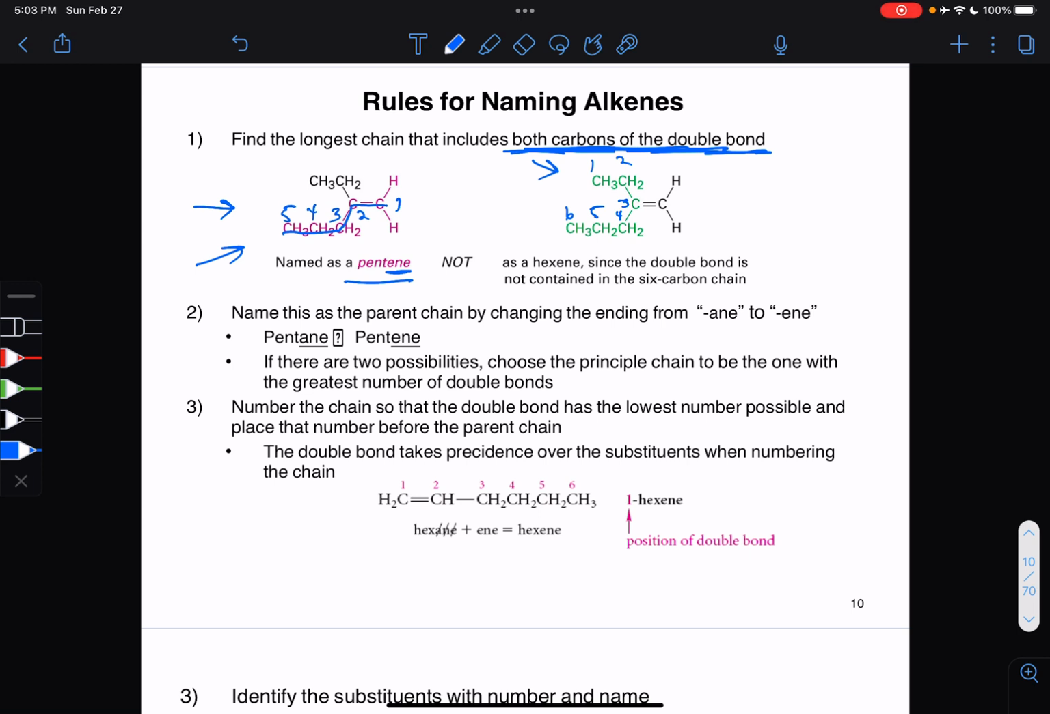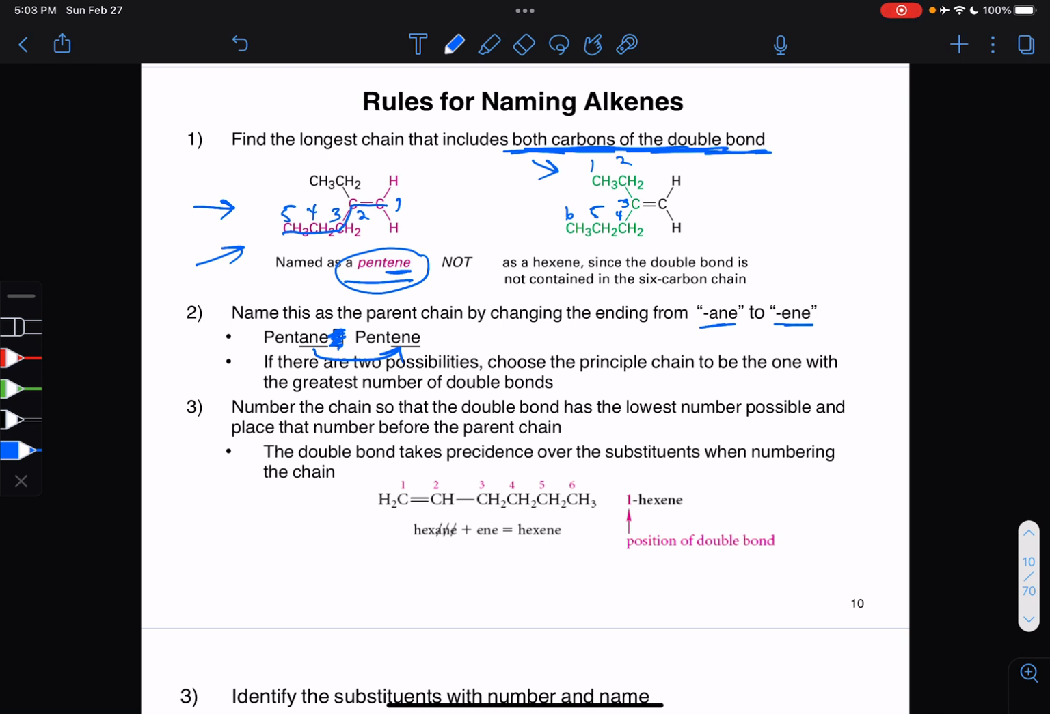So that brings us to rule number 2 that says go ahead and name the longest continuous carbon chain that includes both carbons of the double bond as the parent chain by changing the ending from "ane" to "ene." Somehow the formatting got messed up when I saved this as a PDF, but that's okay, we'll roll with it. So pentane turns into pentene, and that's what we have here.